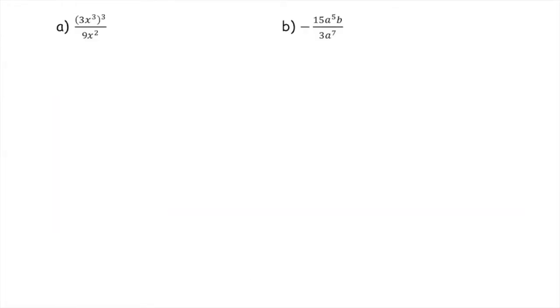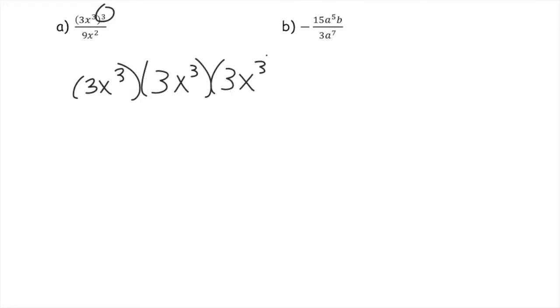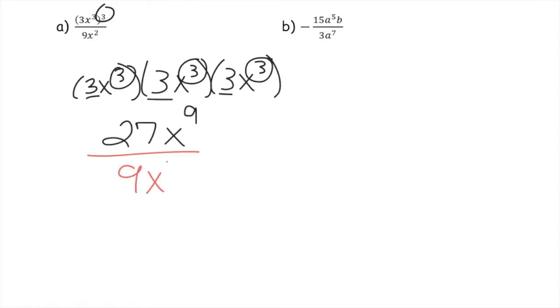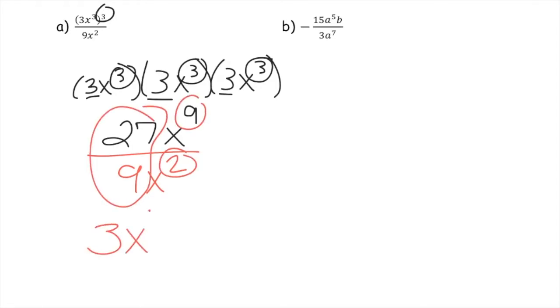We're going to skip to number 3, complete the following. A is 3x to the third divided by 9x squared. So you're going to do 3 times... get that value. 3 times 3 times 3 is 27. X to the 3 plus 3 plus 3, 9. And then divide that by 9x squared. Divide the coefficients. Subtract the exponents.